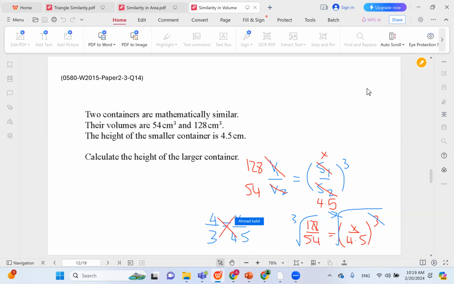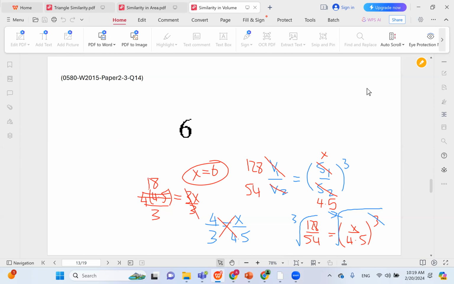So 4 times 4.5 equals 3x, and then we divide by 3 on both sides. We multiply 4 times 4.5 on the calculator, you get 18. So this is 18, and then 18 divided by 3. So x equals 6. This is our final answer. And 6 is the correct answer here.